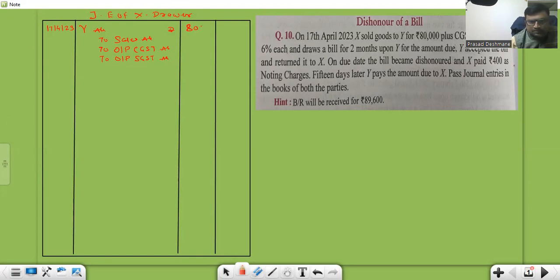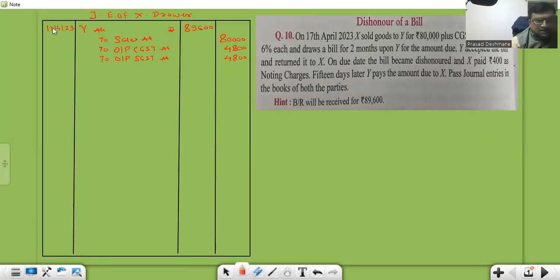So not 80,000. For sales, we write 80,000. 6% of 80,000 is 4,800. Here also 4,800. Right? Then 9,600 means 89,600. It's for Y. Y account debit because Y is the receiver. Goods are going out, that's why credit. And this is GST. Since it is collected GST, that's why output CGST and output SGST are credited. Because it's collected, so it's an income.